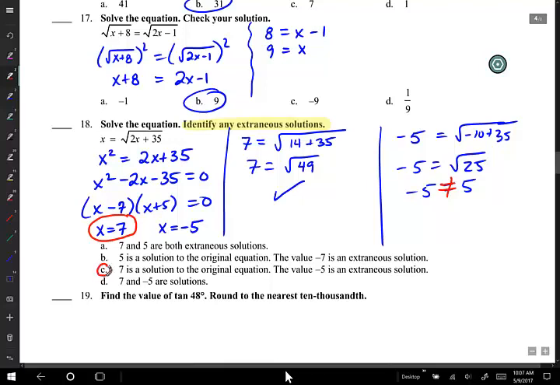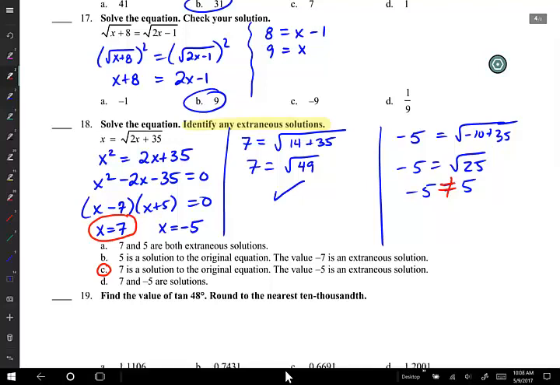Option C. So when you see the question that says find extraneous solutions, Gabby, you've got to make sure you plug your answers in to see which one works and which one doesn't. Does that make sense, guys? Extraneous solutions are numbers that don't work.